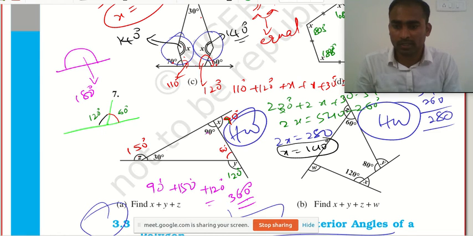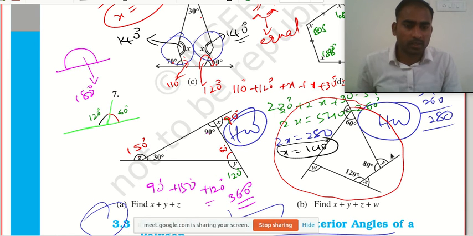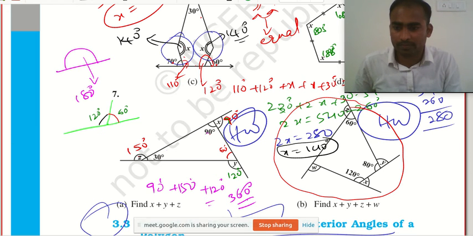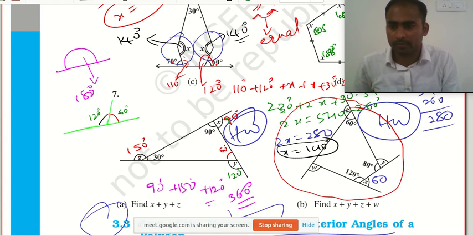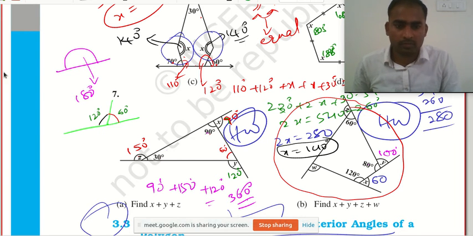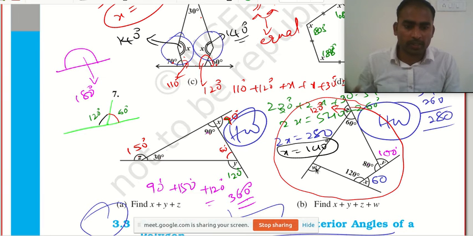Next, we will discuss the exterior angles of a quadrilateral. In this example, this is 120. Then x is how much here? 60 degrees. Then what is the y value? Here 80 is there, then y is 100. Then here 60 is there. What is the z value? 120. So here I need to find w.